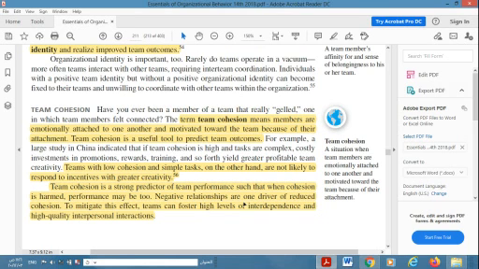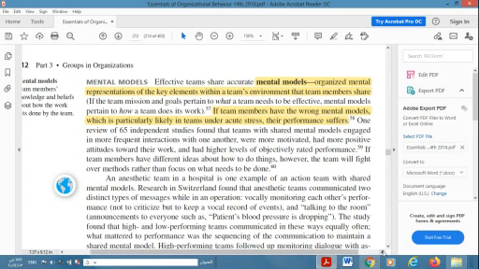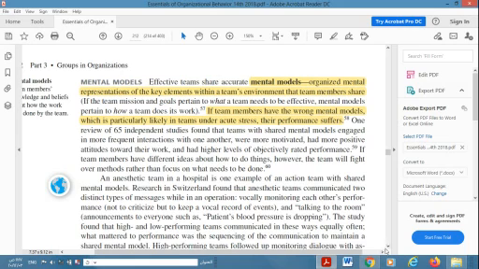Teams with low cohesion and simple tasks, on the other hand, are not likely to respond to incentives with greater creativity. Team cohesion is a stronger predictor of team performance, such that when cohesion is harmed, performance may be too. So negative relationships are one driver of reduced cohesion. Okay, but cohesion among the team members is very important to improve or increase the performance.